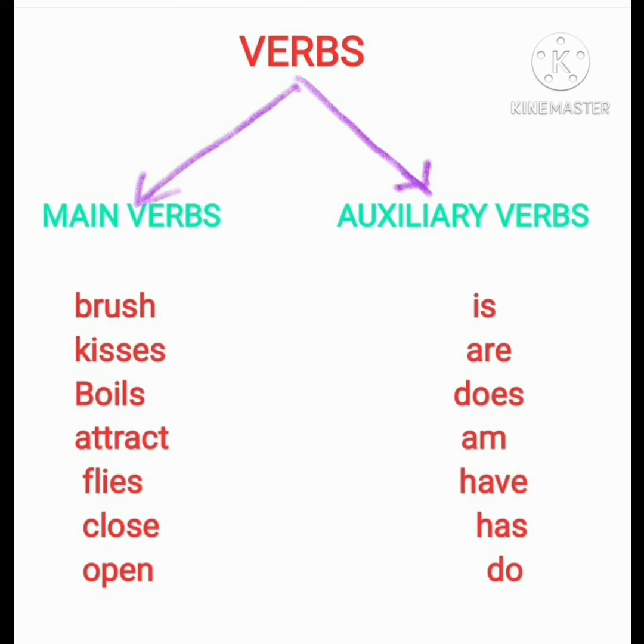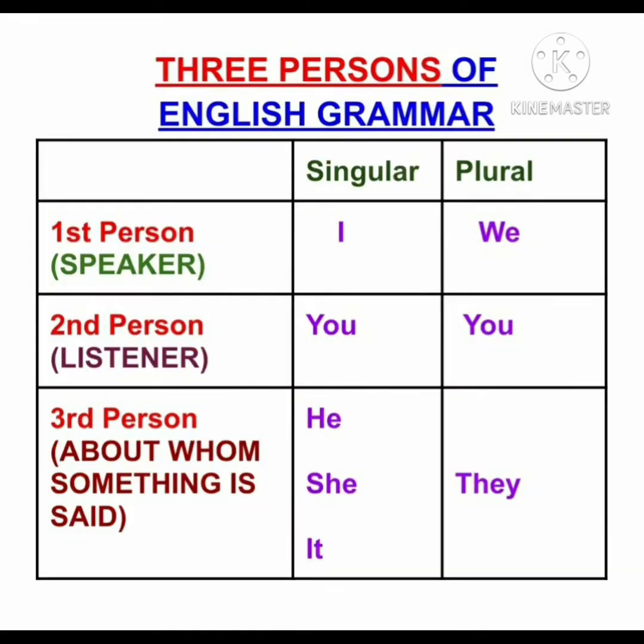What we ought to know is when to use the root form and when to use the S form. For this, we need to revise the 3 persons of English grammar, wherein we come across all the subjects that appear in sentences. The usage of the root form of the verb and the S form of the verb depends upon the subject. The subjects that we come across in sentences are I, you, we, they, he, she, and it.